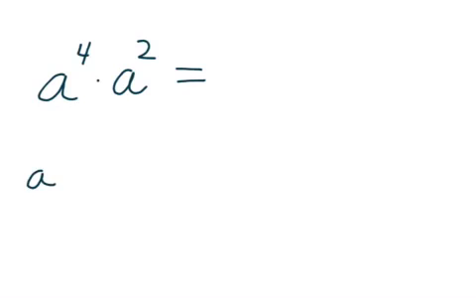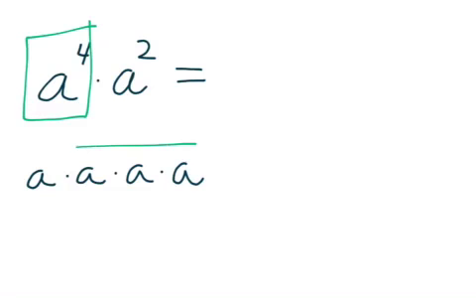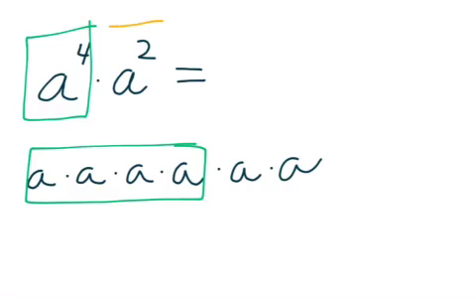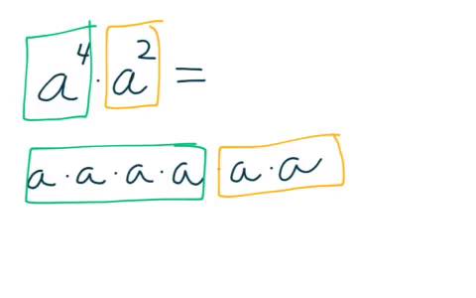Let's try another one. Let's try a to the 4th times a squared. Let's first write it as repeated multiplication. So a to the 4th is a times a times a times a, times a squared. This is our a squared. And now let's count them. 1, 2, 3, 4, 5, 6. So a to the 4th times a squared is a to the 6th power.